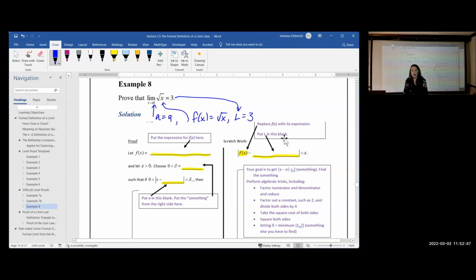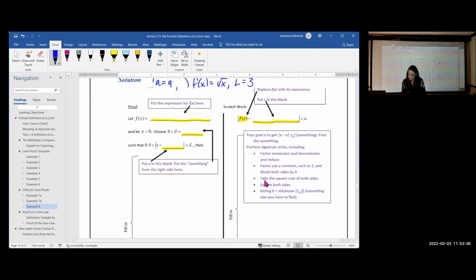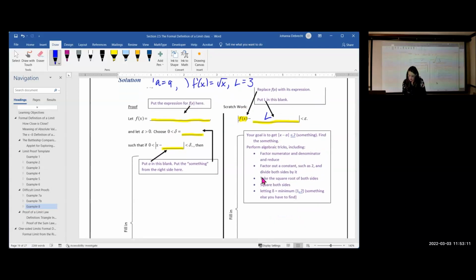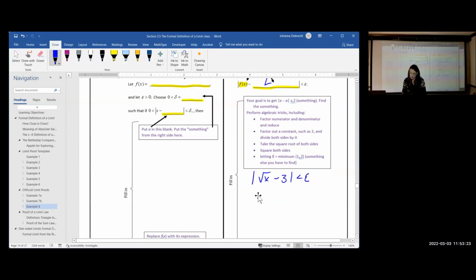Now we're going to start on the scratchwork side, and we're going to try to start with f of x minus L and try to end up with the absolute value of x minus a, which in this case is 9. So we want to end up with the absolute value of x minus 9. So what we're looking at here is we're starting with the absolute value of f of x minus L. So that's going to be the absolute value of the square root of x minus L, which is 3, less than epsilon.